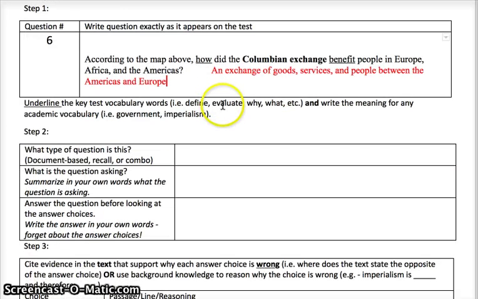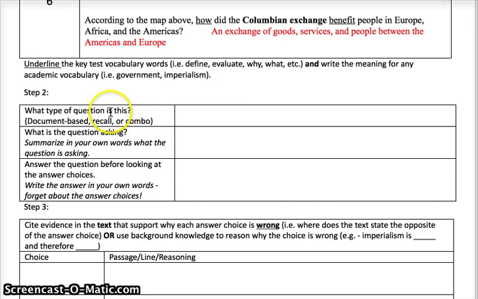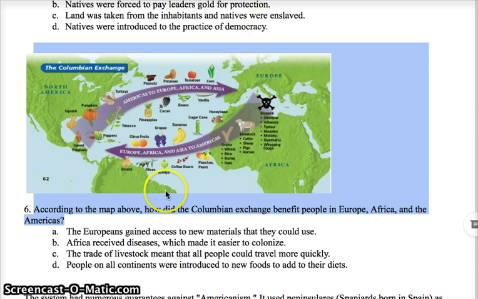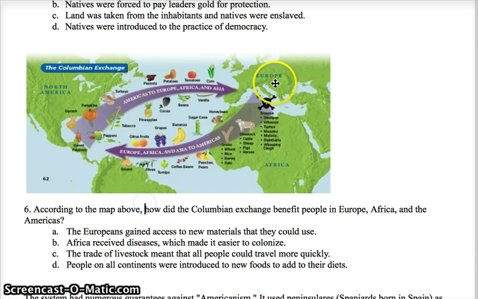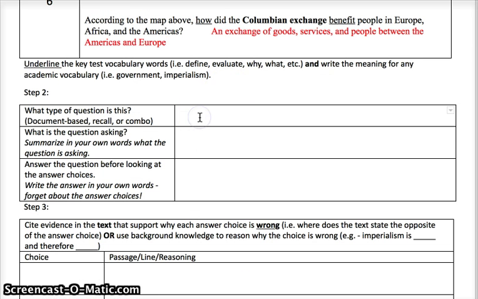Step 2 is you're going to decide what kind of question this is. Is it a document-based question? Is it a recall question? Or is it a combination of the two? So I'm going to look back at the question and think about what skill this question is asking me to do. And this skill is just asking me to look at the map and analyze what I'm seeing, and then make an inference based on the information on the map. So this one you could either say is document-based. You could also argue that it's a combination question because you have to really sift through the information, but really you're just summarizing what you already see on here. So the question type is document-based.